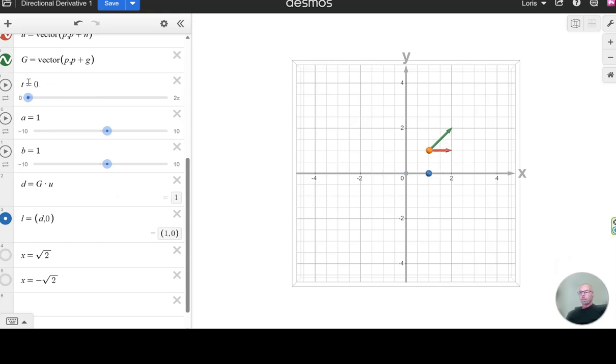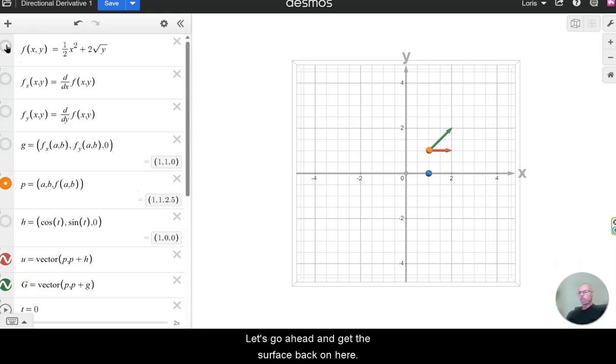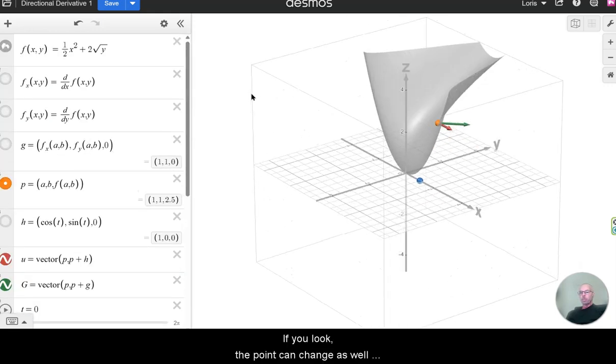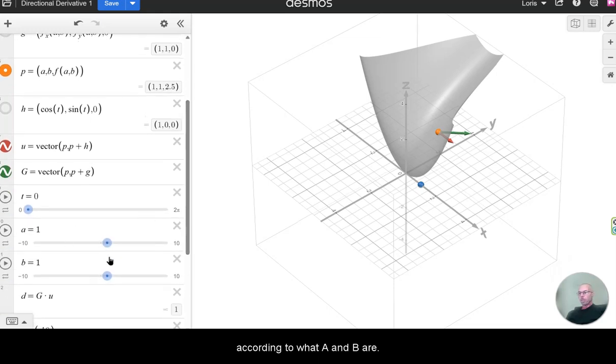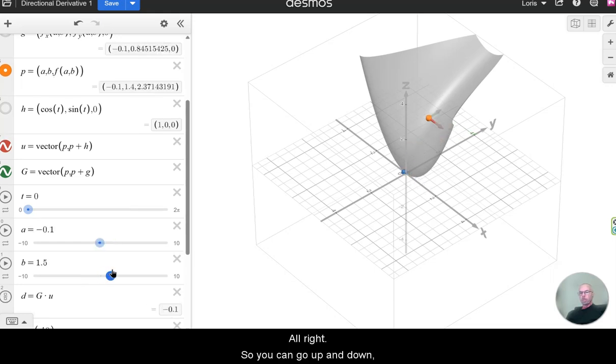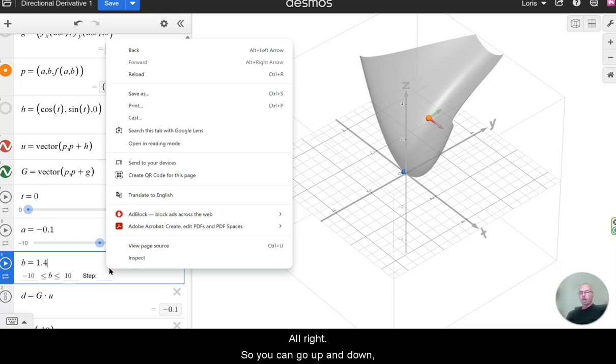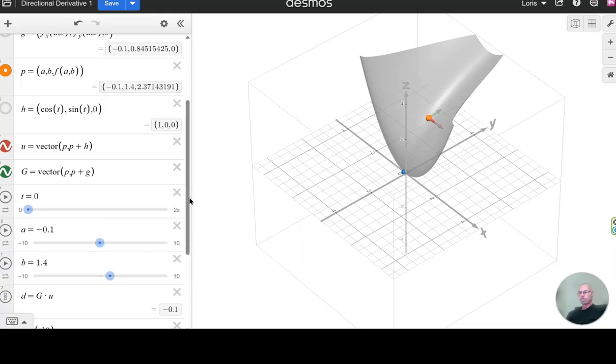All right, and then let's go ahead and get the surface back on here. If you look, the point can change as well according to what A and B are. So you can go up and down, things like that. So I'll make a second video to finish this.